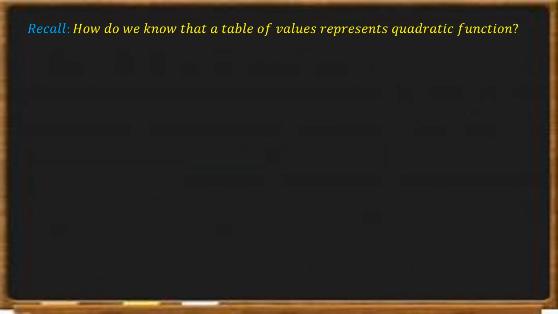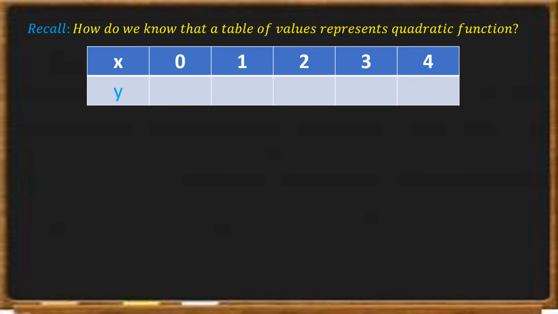So before we start, let's recall how do we know that the table of values represents a quadratic function. So we should identify whether the table is a quadratic function or not. If this is your table, we have x is 0, y is negative 3, x is 1, y is negative 8, x is 2, y is negative 11, x is 3, y is negative 12, and x is 4, y is negative 11.